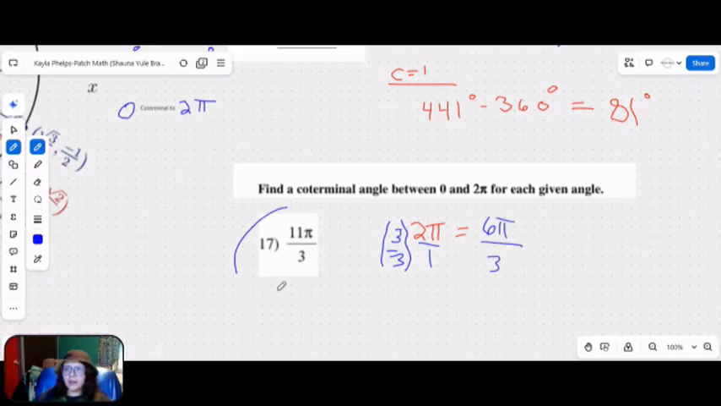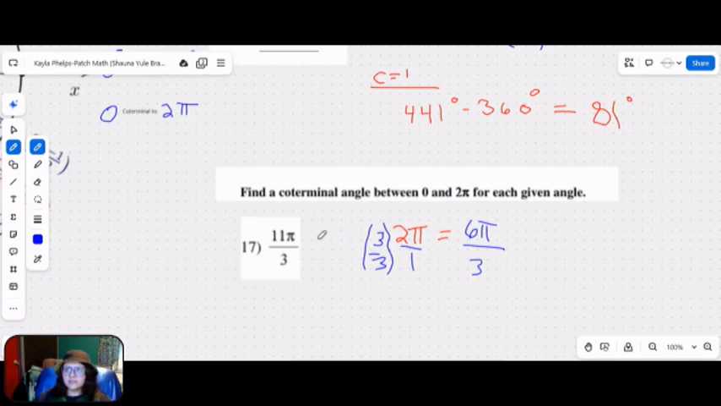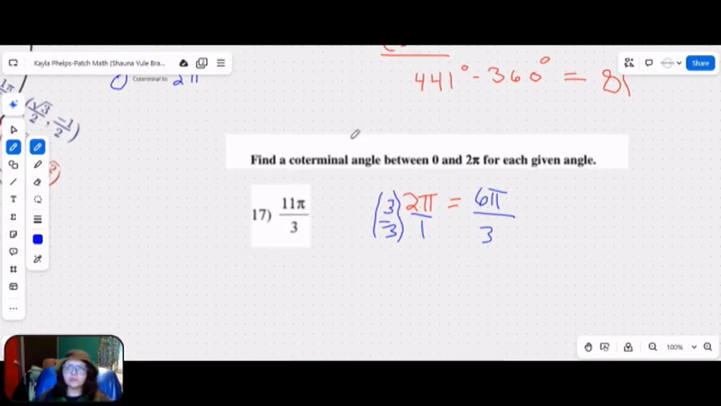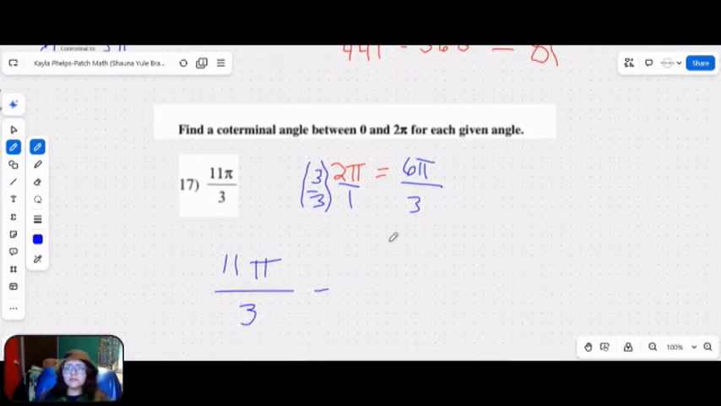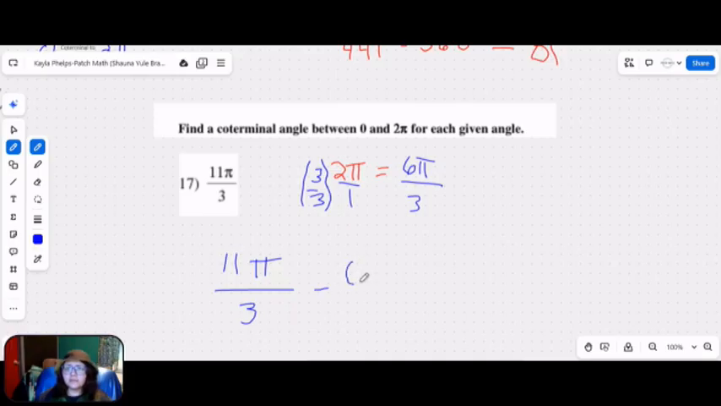I'm now comparing apples to apples, thirds to thirds. And I do see, oh wait, the distance between these two numbers is actually going to put me within that 0 and 2 pi range. So let's go ahead and do it. We know from the problem above that we can take our angle and we can add or subtract, in this case because we are greater than 2 pi, I'm going to subtract. All right, let's just start with 2 pi. Now 2 pi again is 6 pi over 3 if we're representing it in thirds.